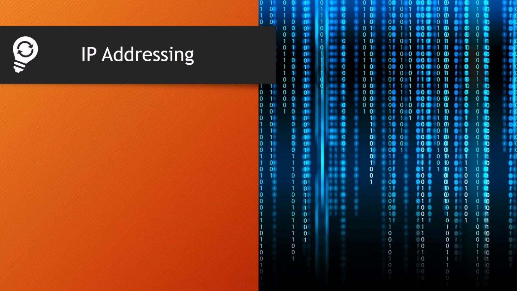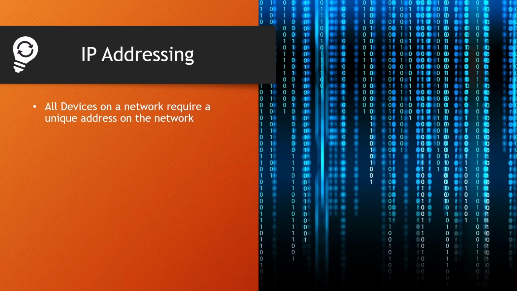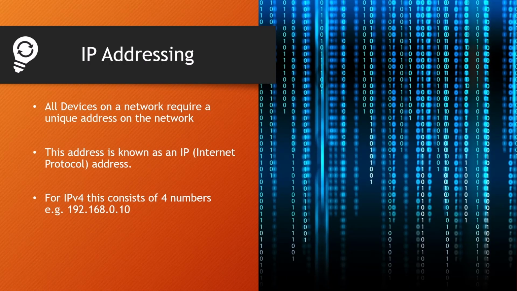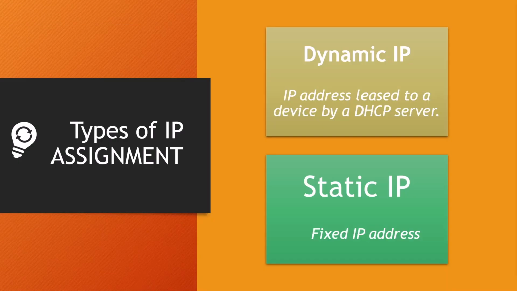So to start with, the basics of networking is to get two devices connected and talking to each other. Each device on the network needs a unique address. Now this is called an IP address. For TCP, it's called an Internet Protocol address, or an IP address. For version 4 IP, it consists of 4 numbers, such as 192.168.0.10.